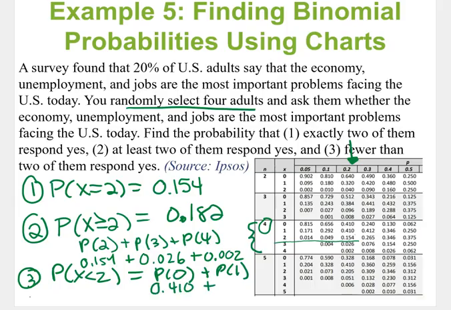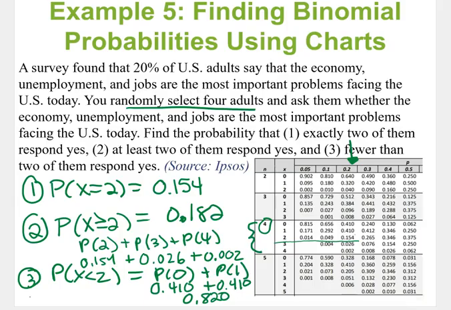And then the probability we have 1 is 0.410 as well. Add those together and you get 0.820. So you have an 82% chance that less than 2 people are going to say that.